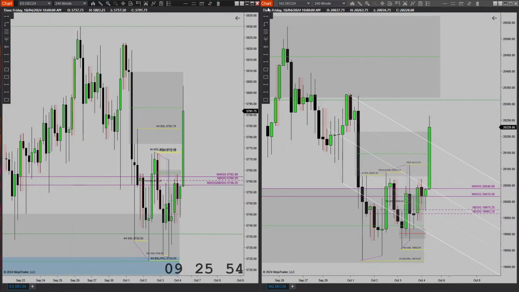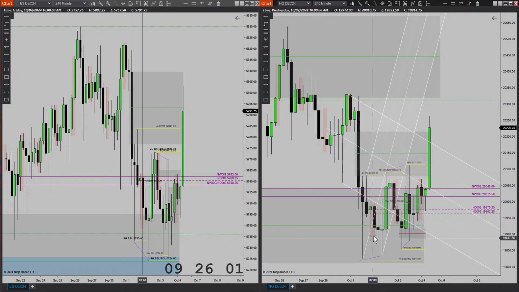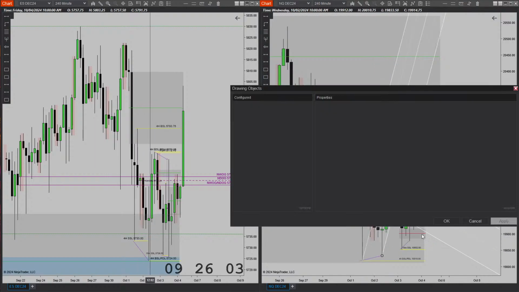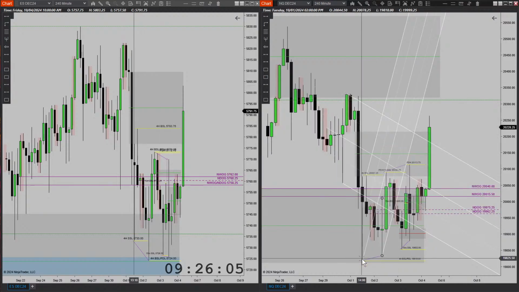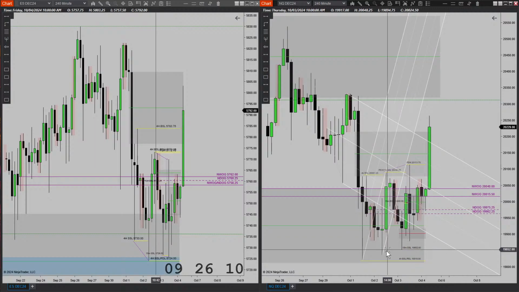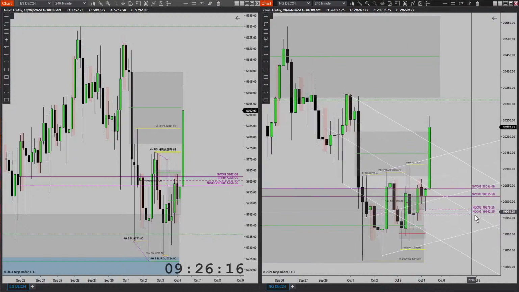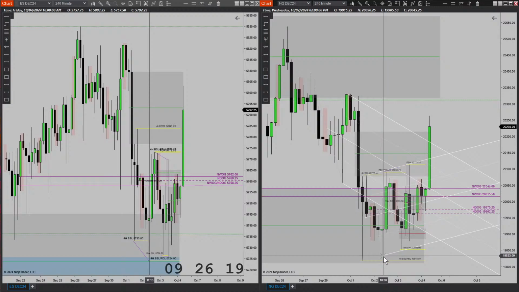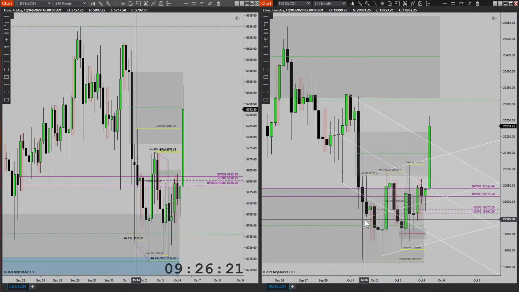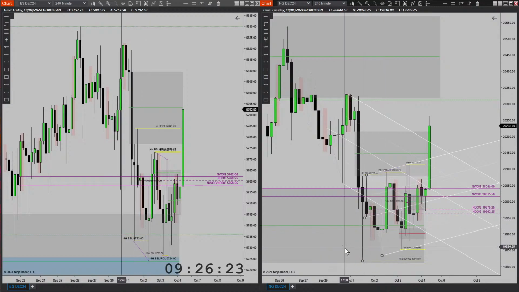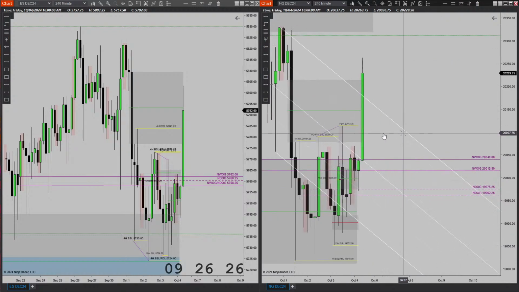Same thing for buy side, for a bullish run. I'm not going to use this too much. I'm going to take it off here in a second. Yep, this one doesn't make sense. All right, let's use this one.